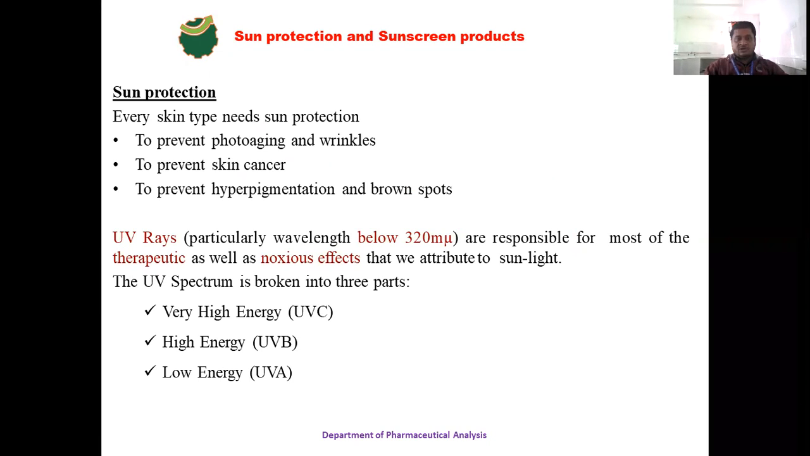Coming to sun protection, every skin type needs some sun protection to prevent photoaging and wrinkles, to prevent skin cancer, and to prevent hyperpigmentation and brown spots.